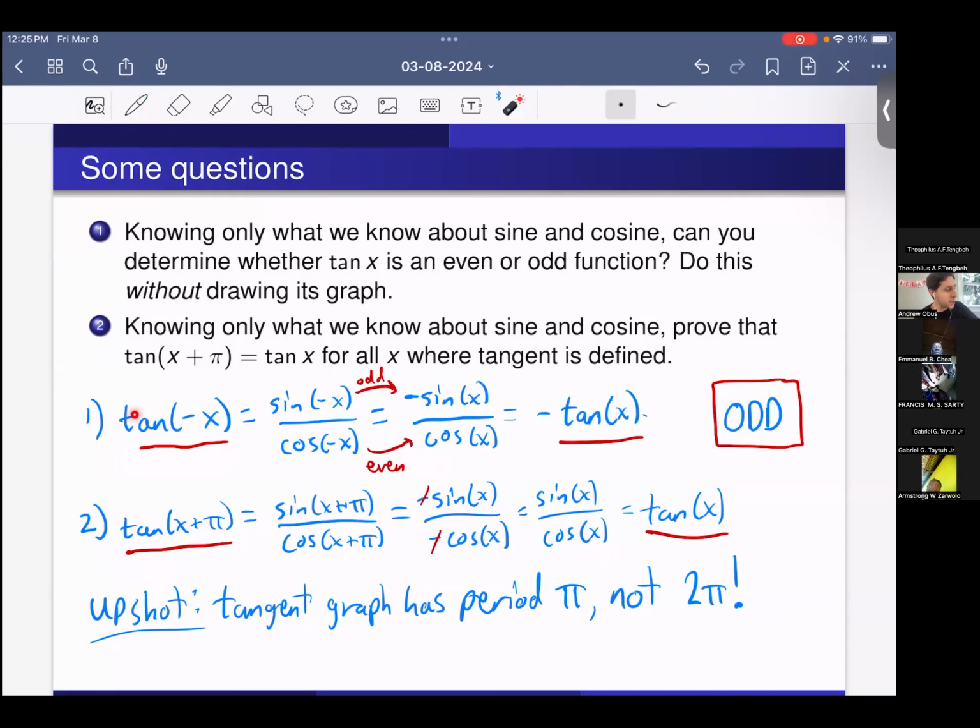So we have that tangent of minus x is minus tan of x. That's an odd function. And tangent of x plus pi equals tan of x, so it has period pi. All right. Any questions?